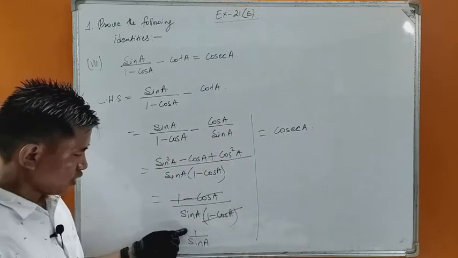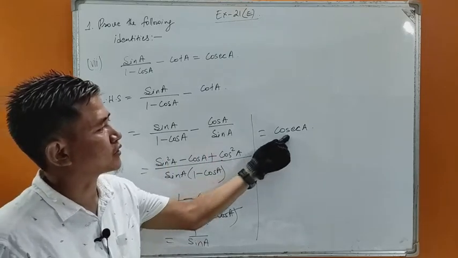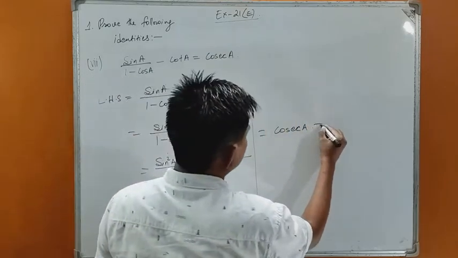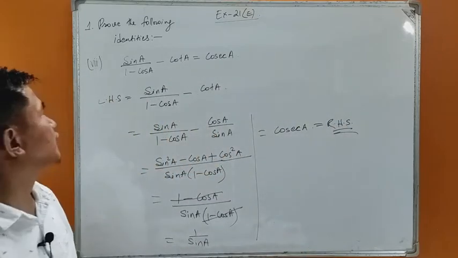Are you getting me? 1 upon sin A, if you take the sin A to the numerator, it becomes cosec A. So we have cosec A on the right hand side, equals RHS. Hence proved.